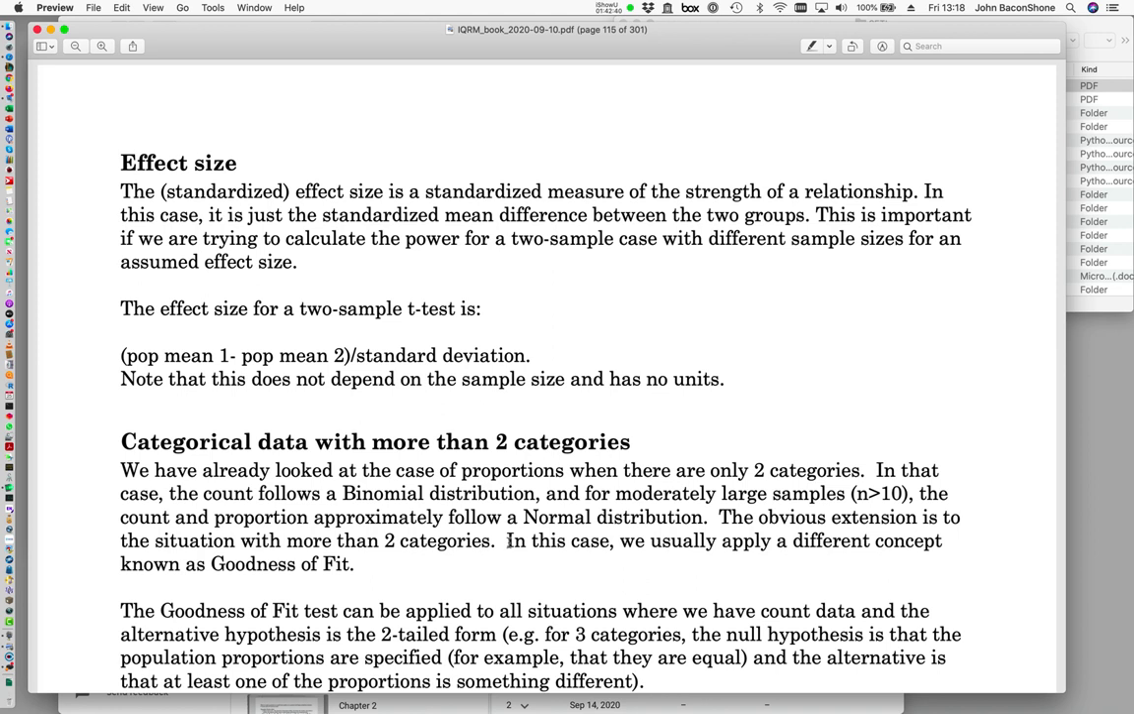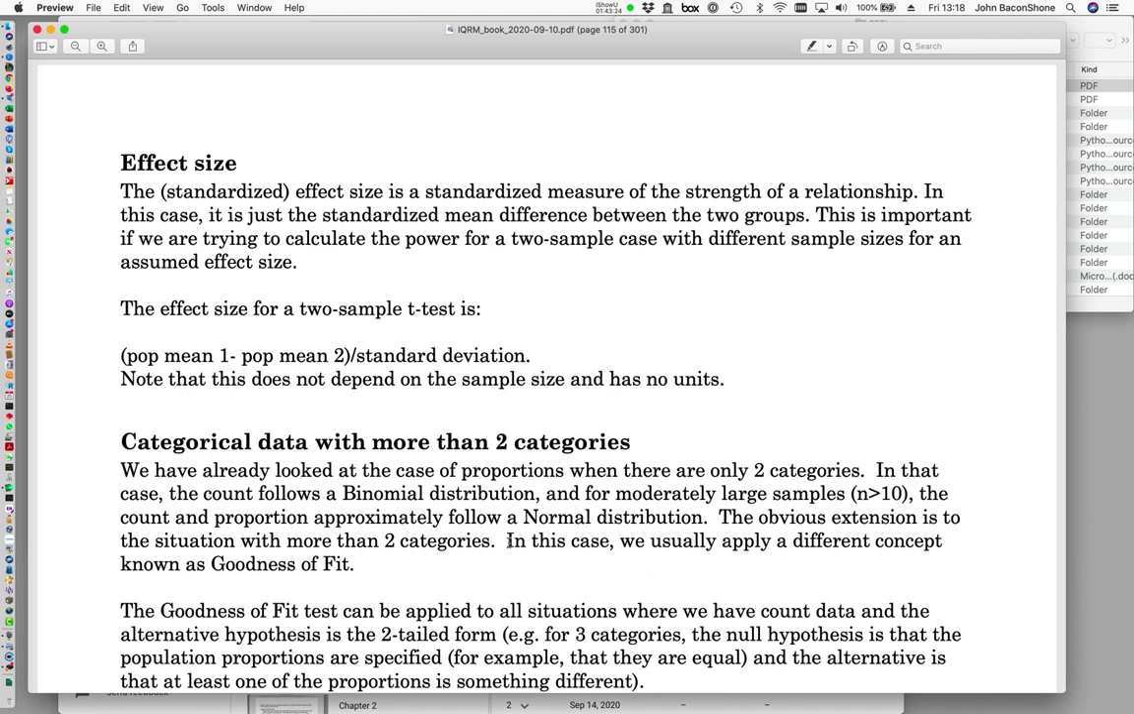So the effect size for a 2 sample t-test is the difference in the population means divided by the standard deviation. So you'll notice this has no units because the population mean and the standard deviation are both in the same units, and it does not depend on the sample size. So that's basically saying a random individual from population 1 compared to a random individual from population 2, how different are they on average relative to the variability within individuals in the population. So this is basically telling us how difficult it's going to be to detect a difference.